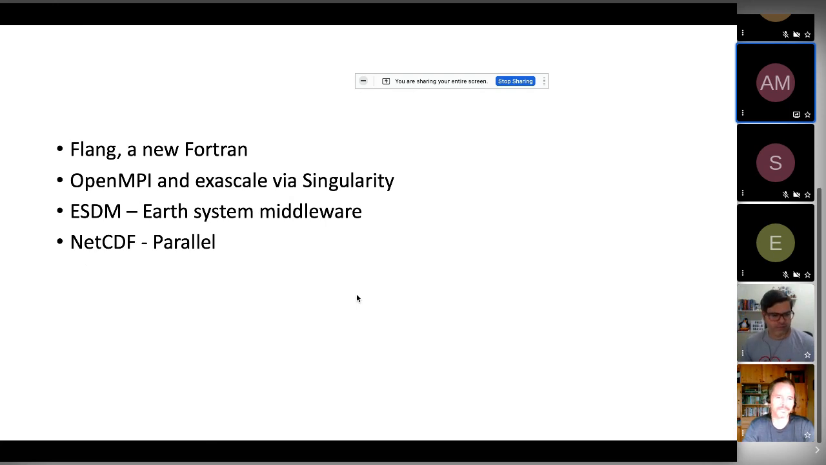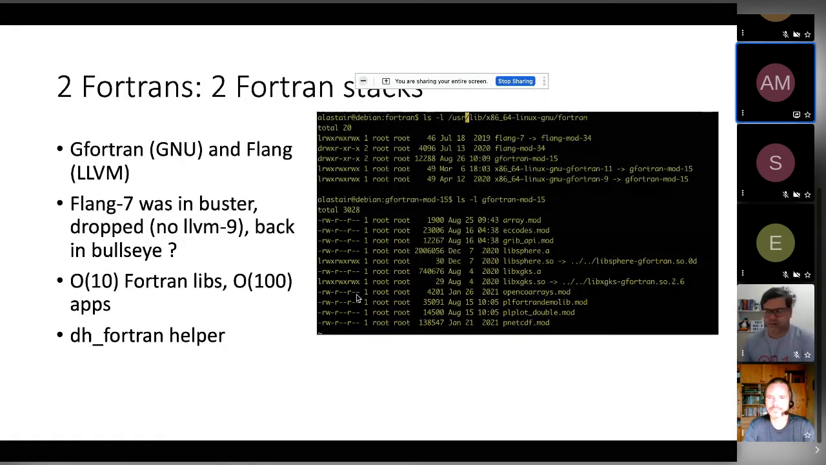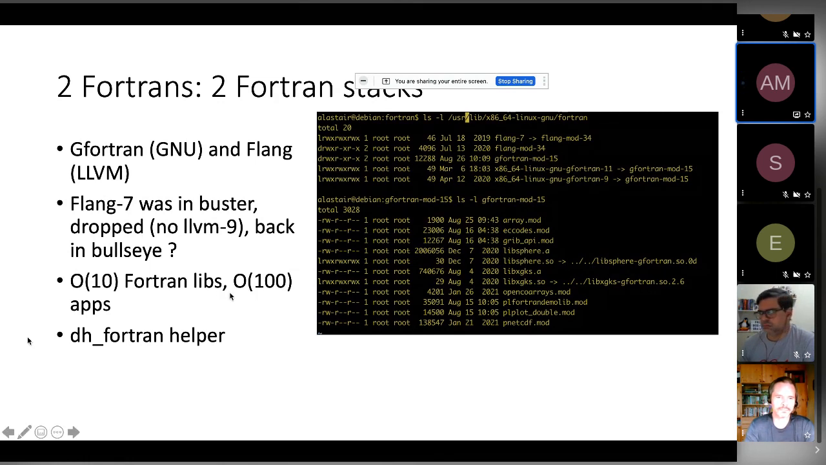Okay. So basically, until now, we have had one working Fortran, which is G-Fortran. With Flang, we now have two Fortrans available to us. We had Flang 7 in Buster, but it had to be dropped for Bullseye because it depended on LLVM 7, and LLVM 7 was dropped from Buster. But Flang has been merged back into the mainstream of LLVM.